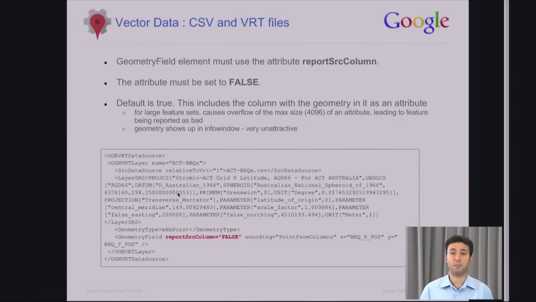Now, one or two things could happen. Either the value for the geometry fields will be way too long, so you will get errors, or if it's not long and fits within the 4096 character limit, you will still see a lot of geometry information that typically you don't want to display within an info window. And so to avoid either of these things happening, when you're working with CSV and VRT files, you want to make sure that this particular attribute is available in the VRT file, and it's been set to a value of false.